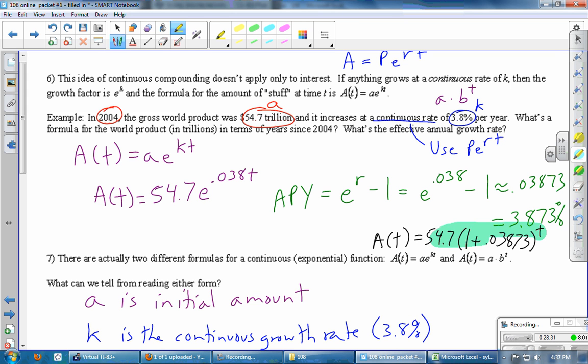So we'll highlight. This thing right here is just another way to write this formula right over here. So on the one hand, it's 3.8% continuous interest rate. That's easy to read from that formula. On the other hand, it's a 3.873 effective annual growth rate. That's what we can read from that formula.